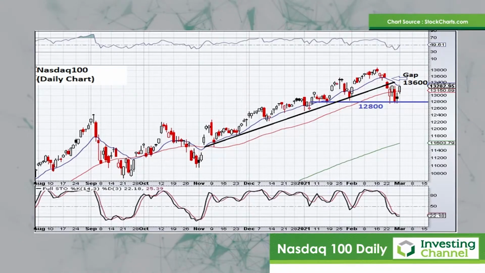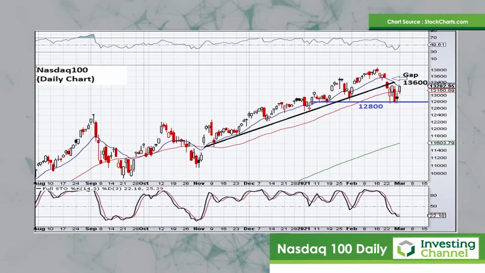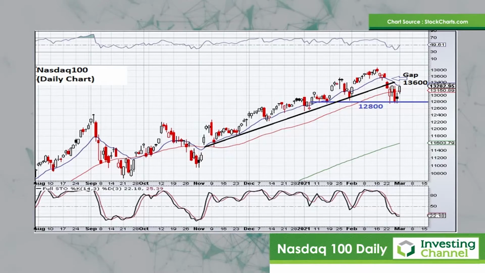And you can also see, as I've mentioned previously, that this chart does look as if it's somewhat more challenged relative to the S&P 500 on a relative basis. So 12,800 is the support level to watch there, and 13,600 is where the gap comes in and where we would potentially look for some resistance to emerge on that Nasdaq.